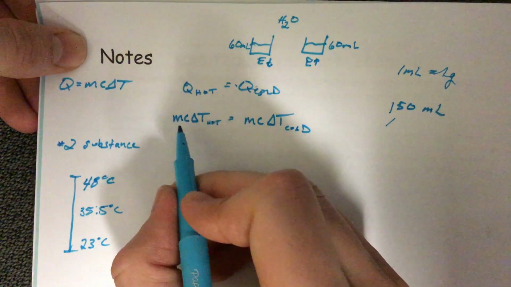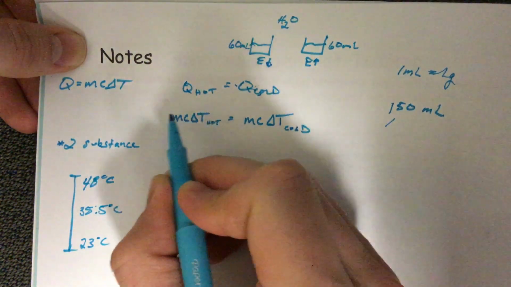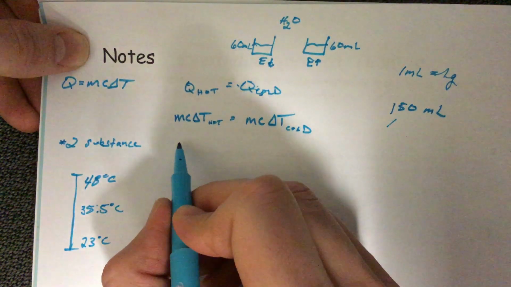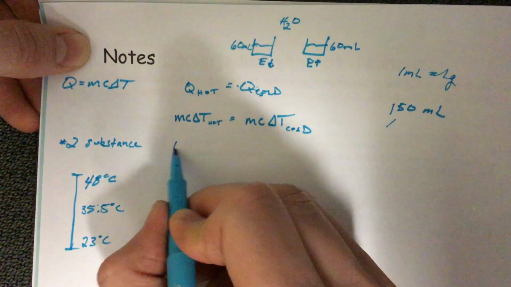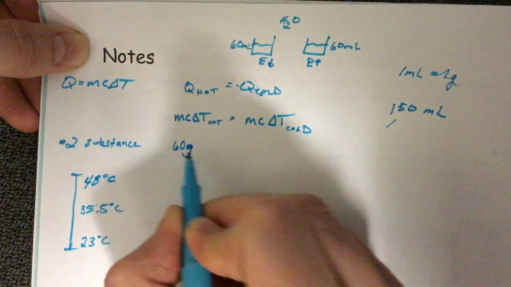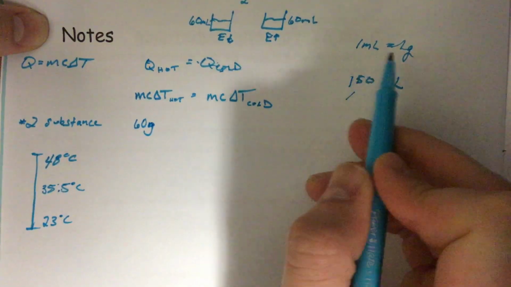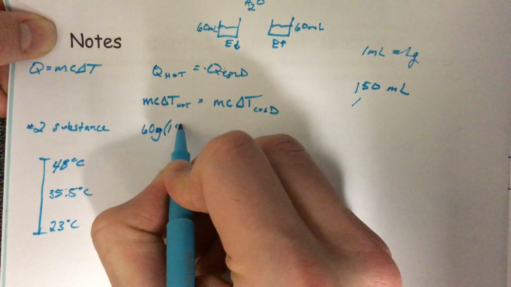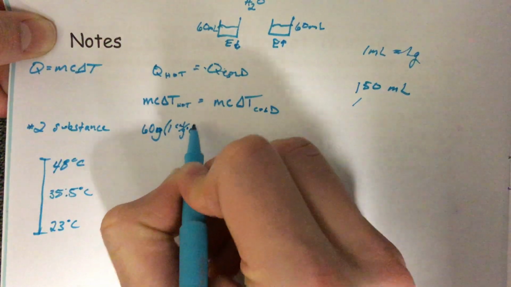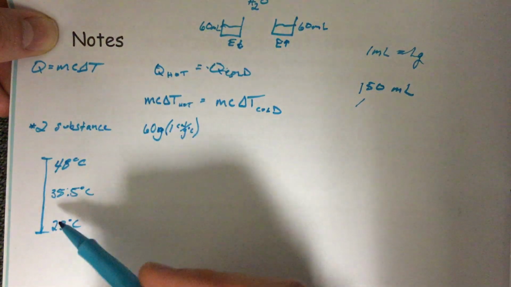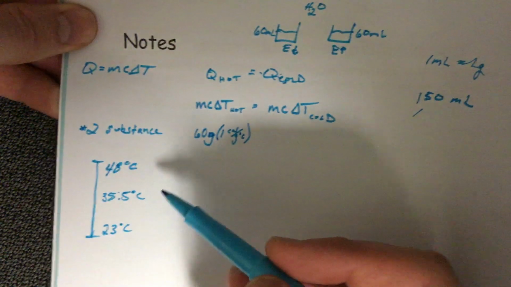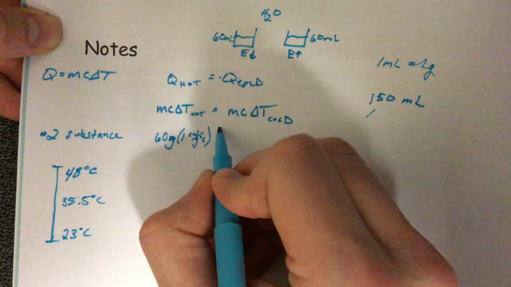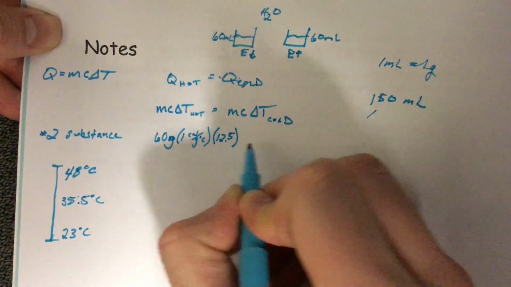So if we go ahead and fill out the side that is hot, what we can do is fill in our 60 milliliters, which we got from up here, and we know that 1 gram equals 1 milliliter, so we have 60 grams. We know our specific heat for water is 1 calorie per gram degree Celsius, and we can see that our change in temperature over here was 12.5. All right, so our change in temperature was 12.5.